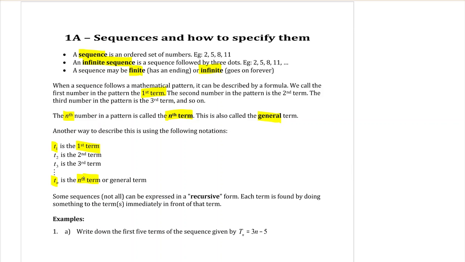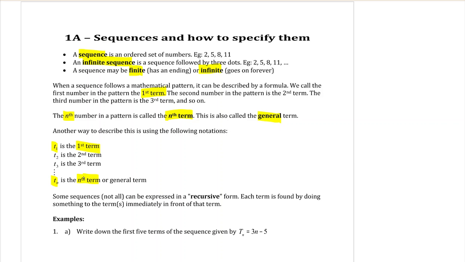Some sequences, not all, can be expressed in a recursive form, which means each term is found by doing something to the term immediately in front of it. Like that first one that we have at the top there, where we're adding 3 to the previous term, that's a recursive sequence because we're repeating that pattern to find each one. Most of the ones that we're looking at will be like that, but not all of them have to be.